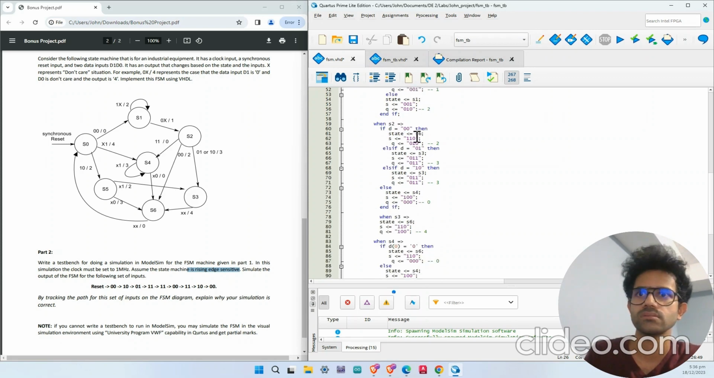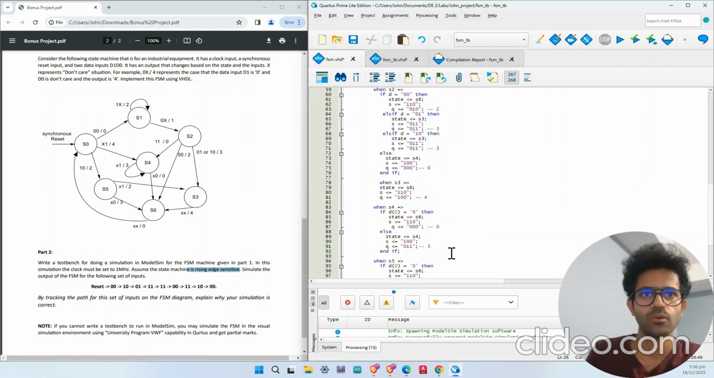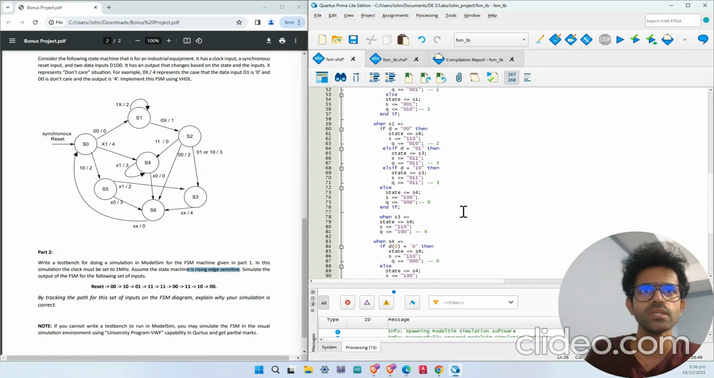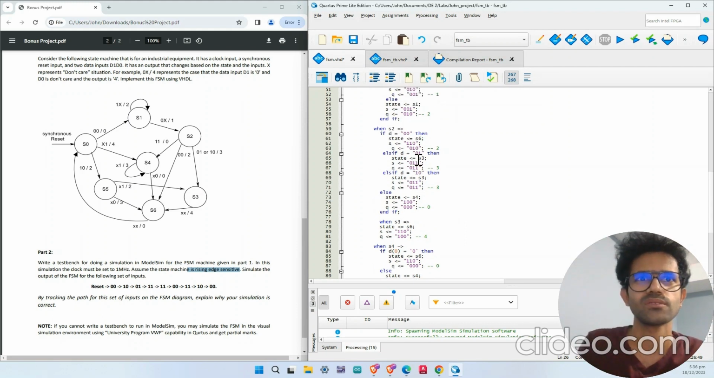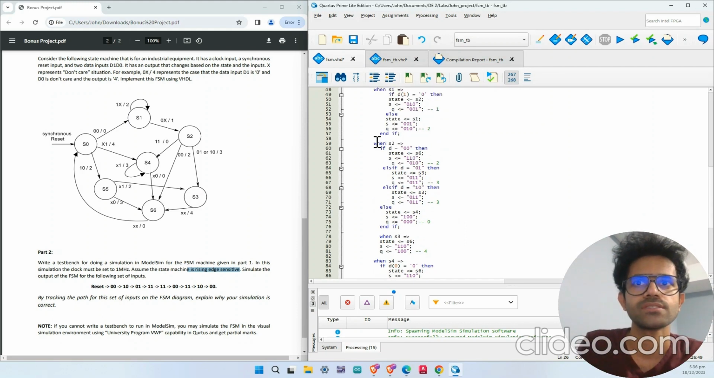So we can check the rest of the cases, when we are in S2, S3, S4, S5, and S6. It's following the same logic. We'll just go through it fast. So in S2, if d equals 0, 0, then the state is S6 with output 2. But if d equals 0, 1, here we have to write all the cases.